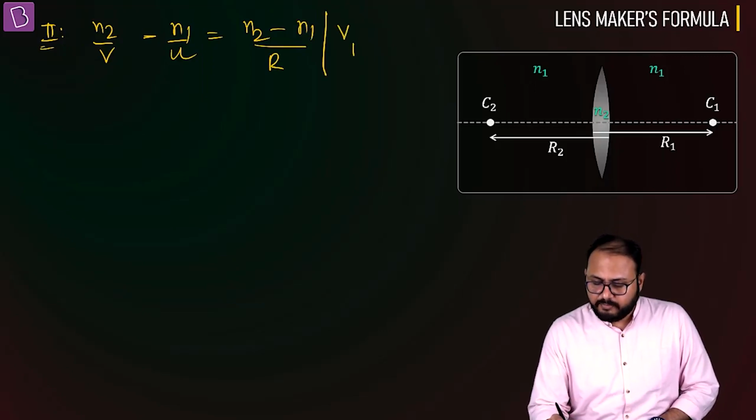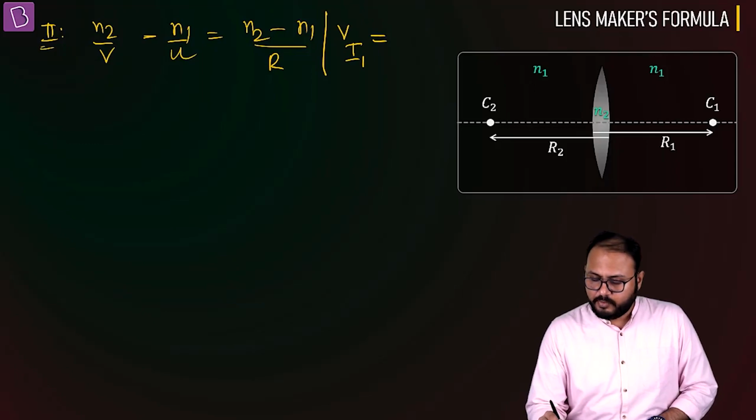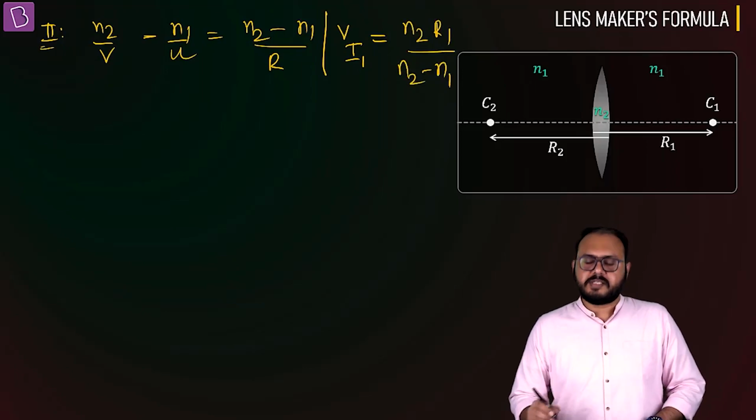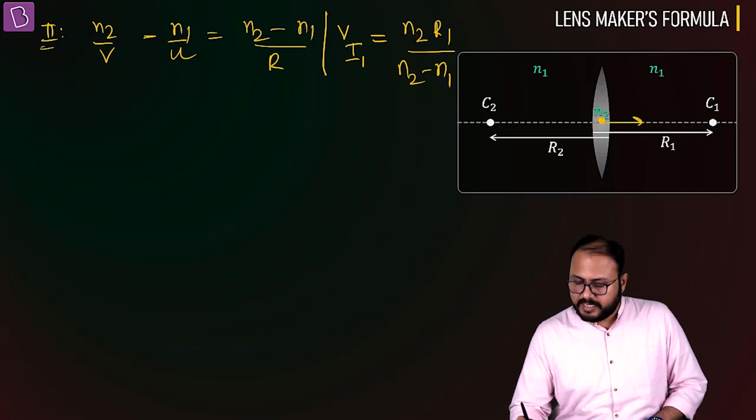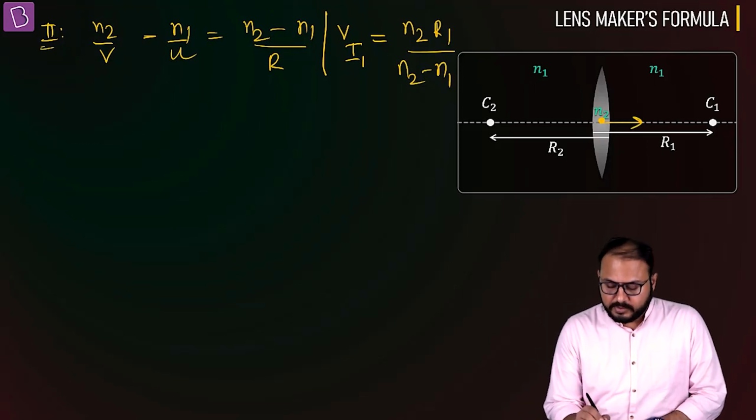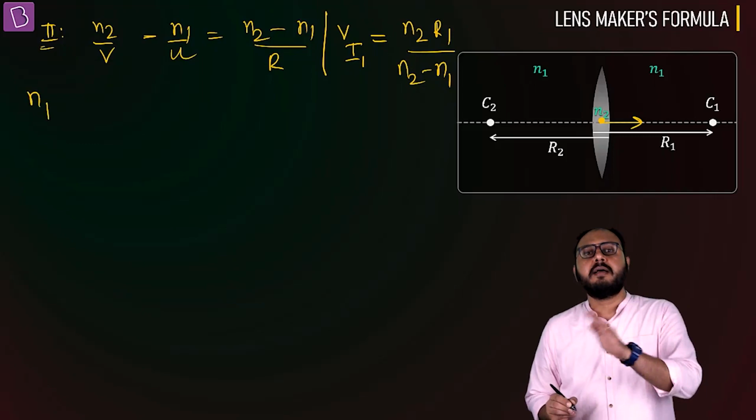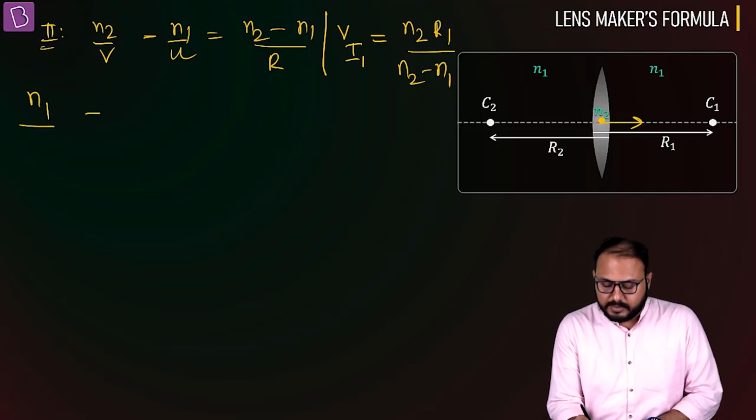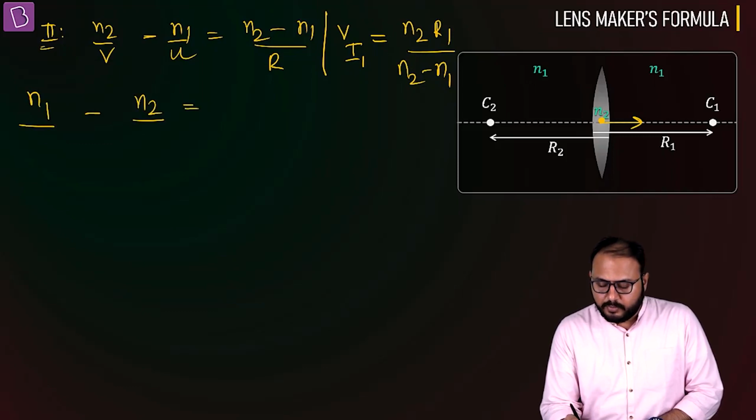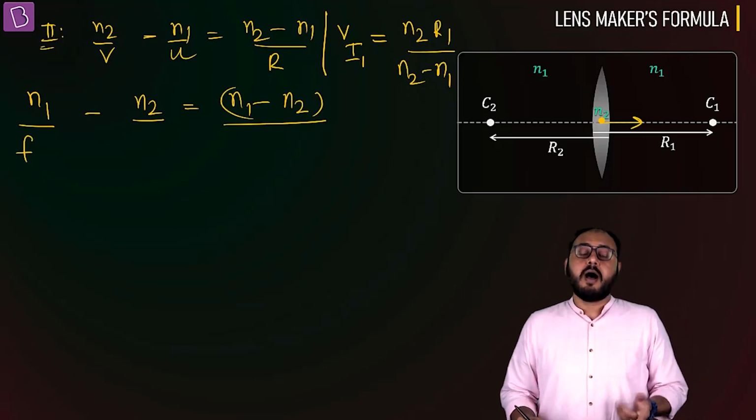V from the first we found out was N2R1 upon N2 minus N1. Same origin, same side of positive. But the rays are going from N2 to N1. So first of all, let's remove the confusion and simply instead of N2, write N1, the medium of refraction, and this is N2 equal to N1 minus N2. Do you understand what I've just done here? Wherever the final image is, that is the focus.